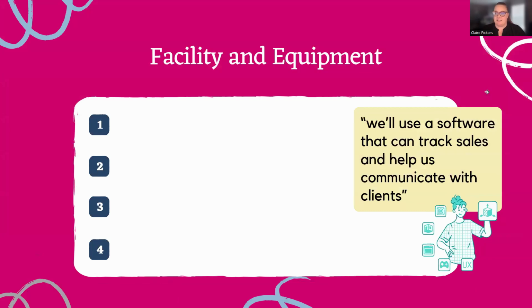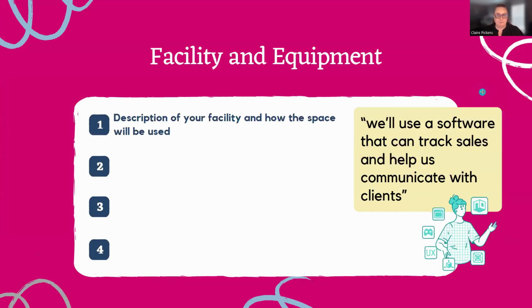That leads us into facility and equipment. Make a description of how your facility will be used, how the space will be used, what areas will be used for storage, what areas are used for client-facing activities, special operations, special procedures, and how much of that facility is going to be used simply for staff enjoyment, such as a break room.